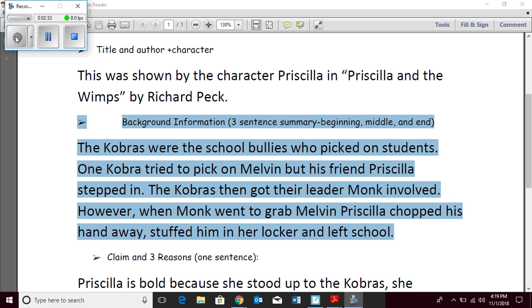For example, in Priscilla and the Wimps, the Cobras were the school bullies who picked on students. One Cobra tried to pick on Melvin, but his friend Priscilla stepped in. The Cobras then got their leader Monk involved. However, when Monk went to grab Melvin, Priscilla chopped his hand away, stuffed him in her locker, and left school. So for this summary, you're making sure that you have what happens in the beginning of the story, what happens in the middle of the story, and what happens in the end of your story.